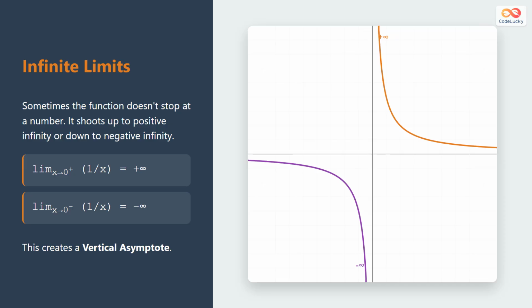Sometimes, the limits don't settle on a number at all. In this example of 1 over x, approaching 0 from the right shoots up to positive infinity, while approaching from the left drops down to negative infinity.